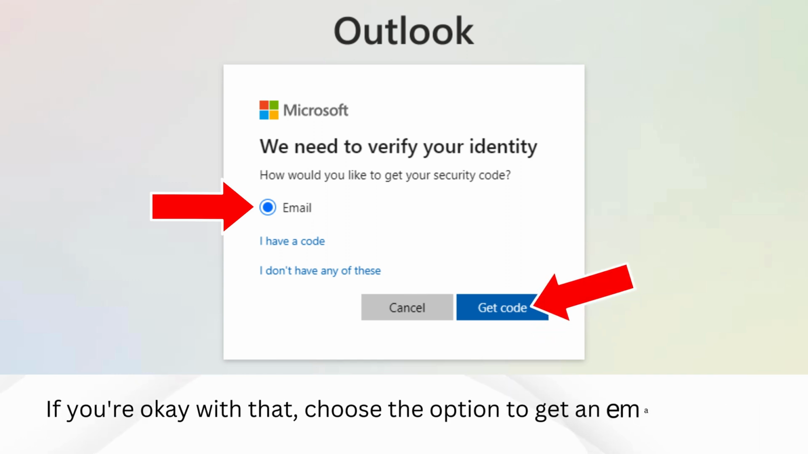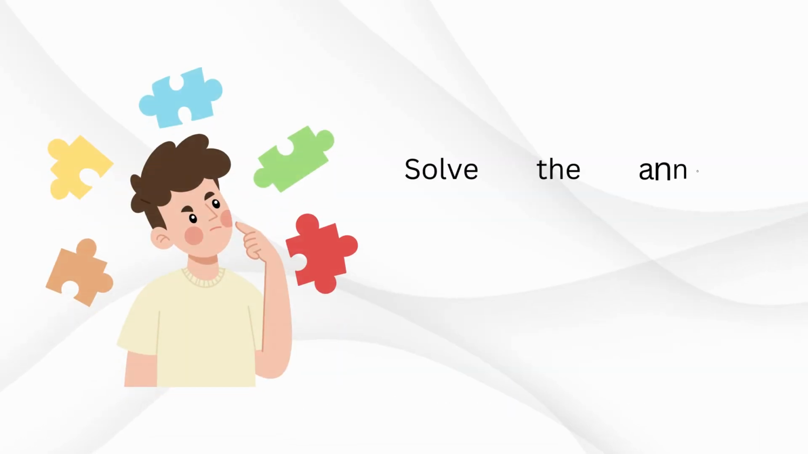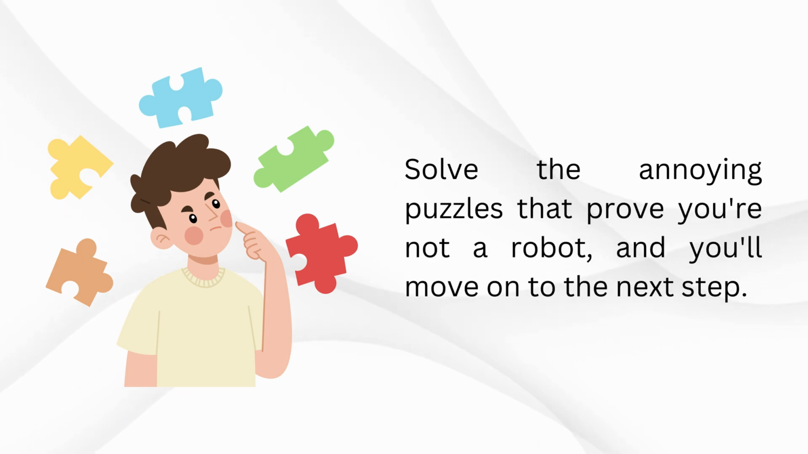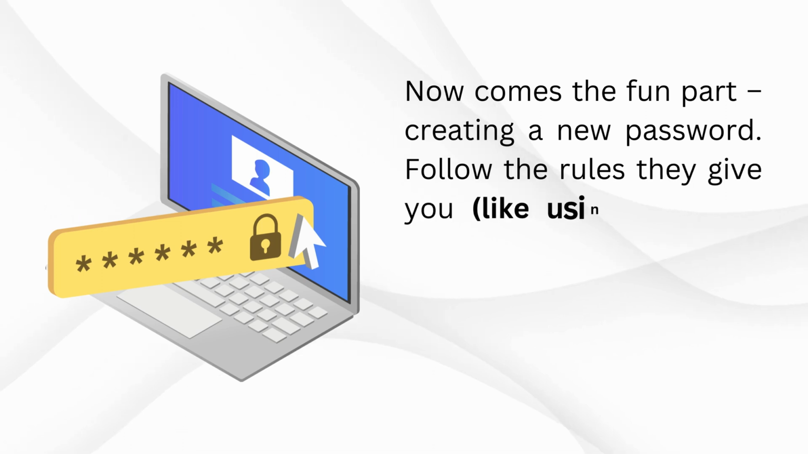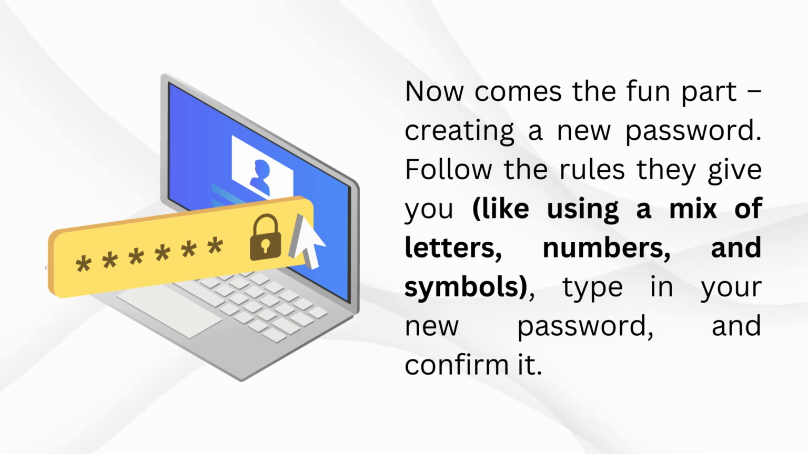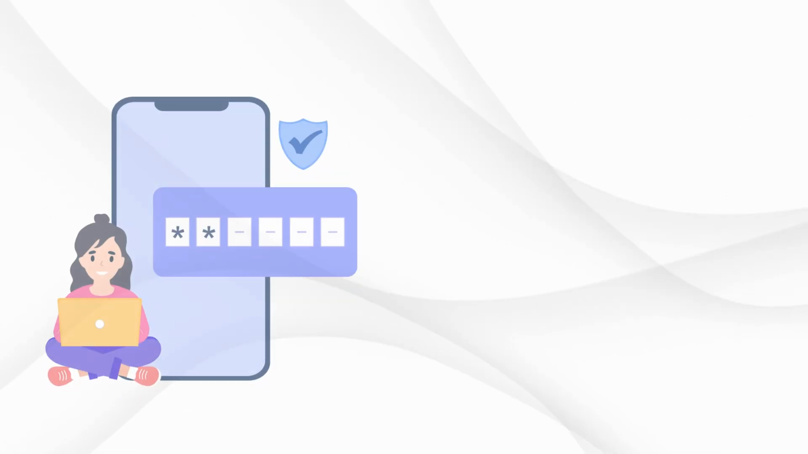If you're okay with that, choose the option to get an email. Solve the annoying puzzles that prove you're not a robot, and you'll move on to the next step. Now comes the fun part, creating a new password. Follow the rules they give you, type in your new password, and confirm it.